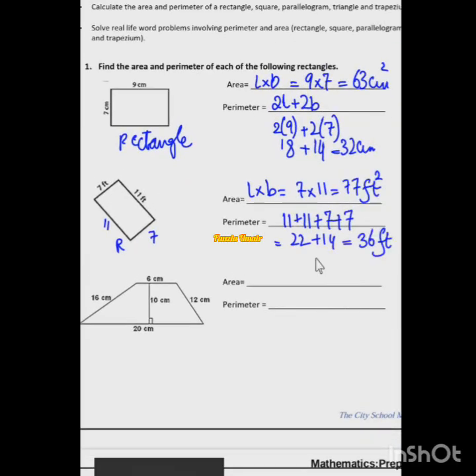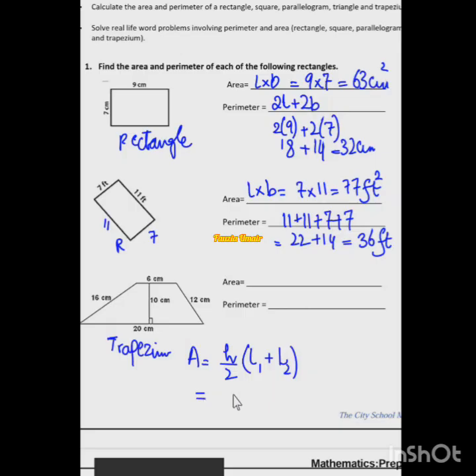Which shape is this? Trapezium. This is a trapezium, right? Very good. So what should we do about it? How will the area be found? Ma'am, height divided by 2, into the sum of the parallel sides. Very good. Sum of the parallel sides.